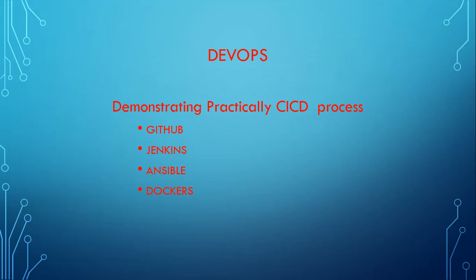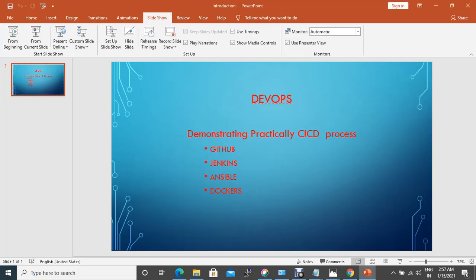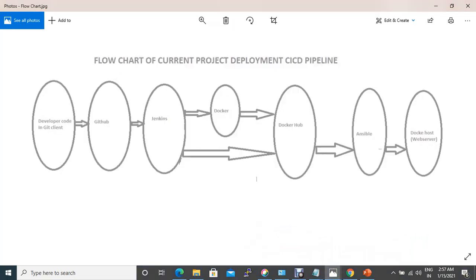Today with this video, I'm going to demonstrate the CI/CD process in DevOps with GitHub, Jenkins, Ansible, and Docker tools. This has continuous integration with Jenkins and GitHub, and then continuous deployment will be used with Jenkins, Ansible, and Docker. Let me explain this with a flowchart, which I'm going to use.